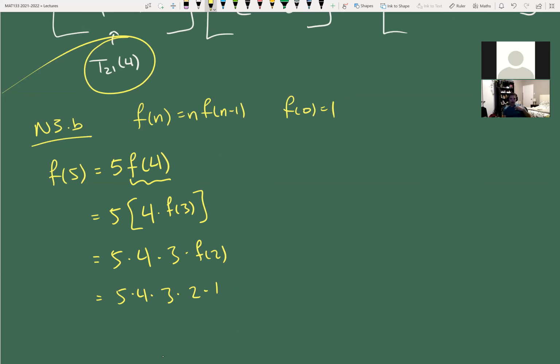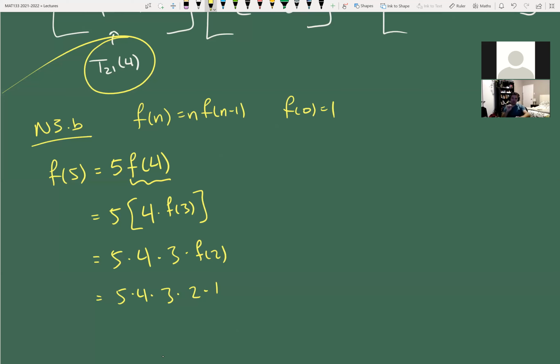Exactly. Okay, and you can see that if I were to ask you what f of 100 is, you don't want to do it. f of 100 is 100 times f of 99, which is 99 times f of 98, which is 98 times f of 97. That's a lot of work, right? But hopefully you can see the pattern: every time you peel off the number, and then you get f of the next number down. So then you peel that number off and you get f of the next number down, and so on and so forth, right? Does that make sense?